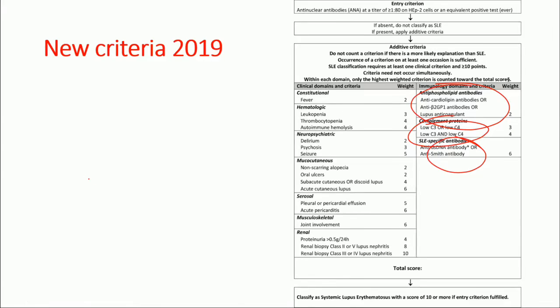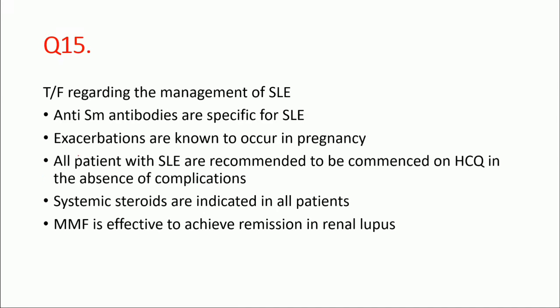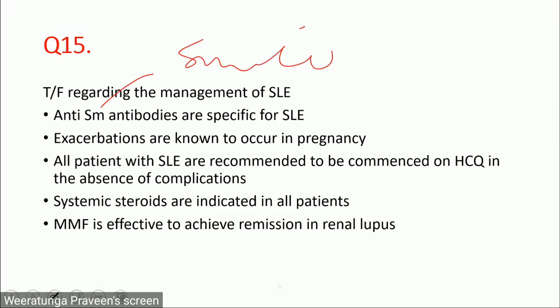Anti-dsDNA is one of them, and anti-Smith. Anti-SM is not what is written there, it is written as Smith. You might think anti-SM means smooth muscle antibody, but that is wrong. So this is anti-Smith, that is true, right? So there are 2 SLE specific antibodies. One of them is anti-dsDNA antibody, and the other one is anti-Smith antibody, right? Exacerbations are known to occur in pregnancy is true.